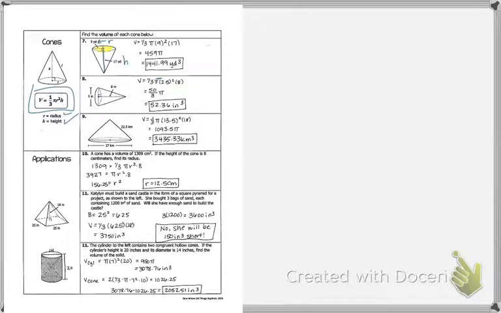The rest is just formula usage: 1/3 pi r squared times height. 9 is the r. 17 is the height. Plug that into your calculator. If you have a scientific calculator, you can go from here to here. If you do not, you're probably going to do this part, and then you're going to use 3.14. If you do that, your answer is going to look like this.